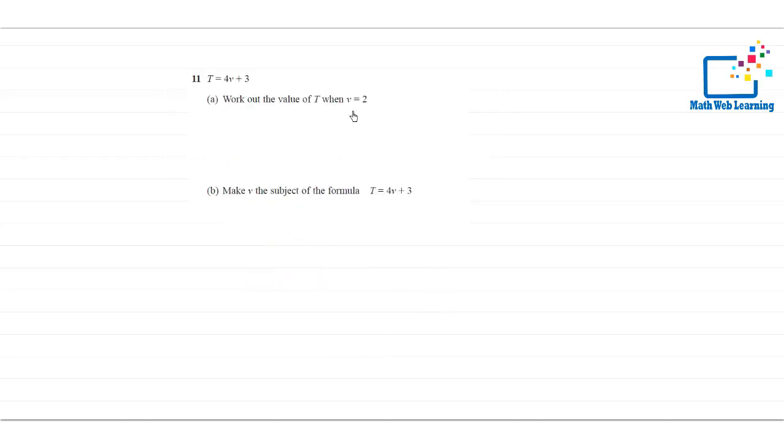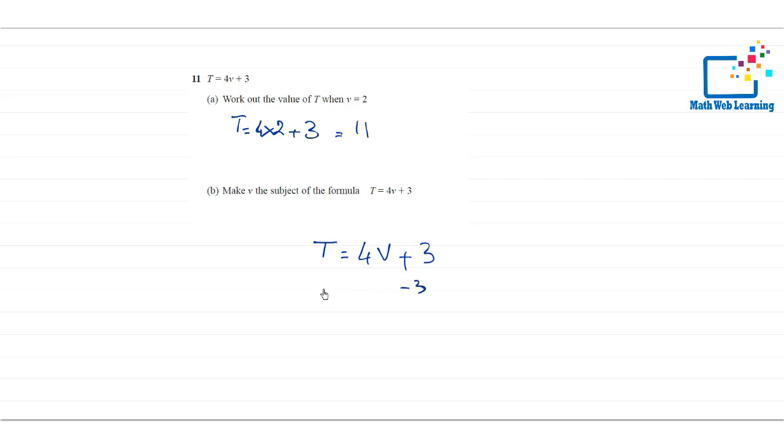Question 11, we need to substitute V equal 2 in the formula. So T is equal to 4 times 2 plus 3. You do times first, or you plug it in the calculator, it's not a big deal, so the answer is 11. For this one, we need to make V the subject, so I first write it down, allow me to do that.